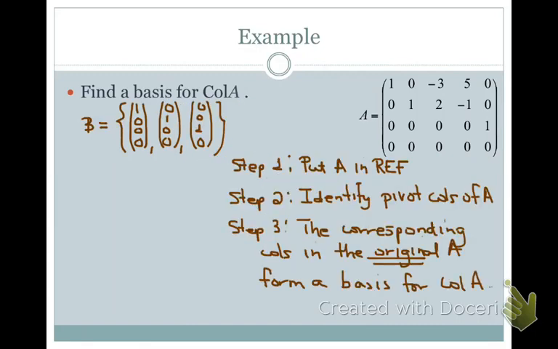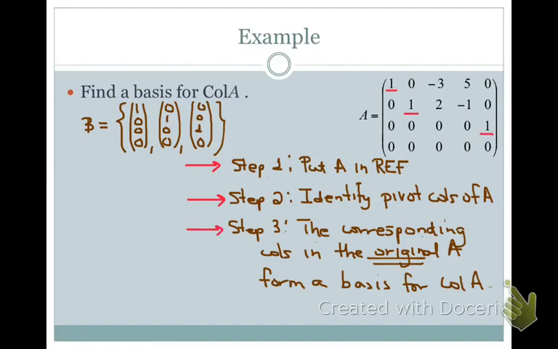So let's recap the steps for finding a basis for the column space. The first thing we want to do is put the matrix A in row echelon form. It turns out that our matrix is already in row echelon form. The next step is to identify the pivot columns of A. So here we've done that. Here are our pivot columns.